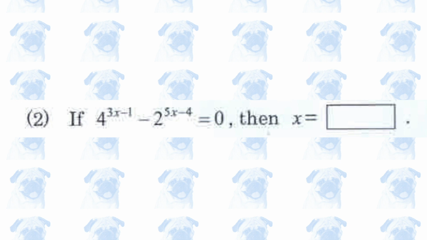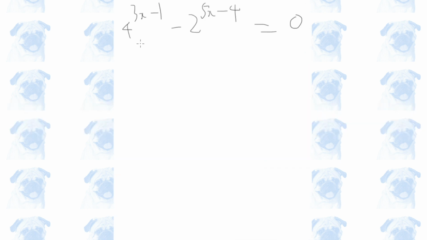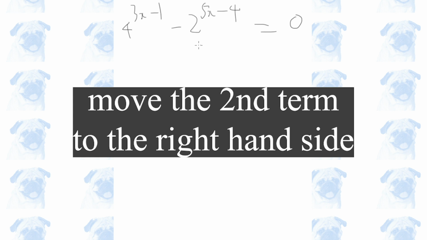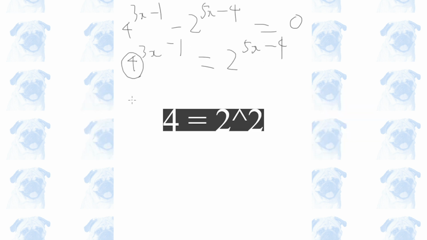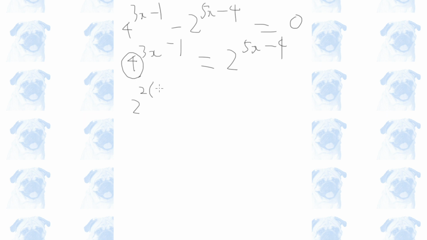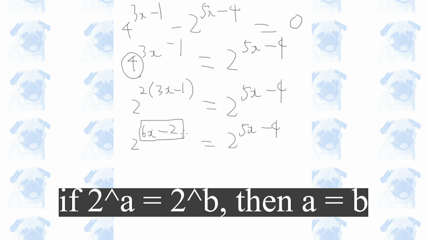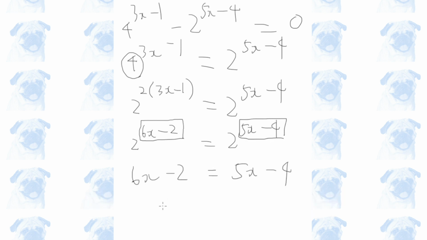Number 2. So the first thing you have to do is to move this term to the right hand side. 4 is 2 to the power of 2, so we can express it like this. And we can distribute the 2, 6x minus 2. So at this stage, we can see that 6x minus 2 has to be equal to 5x minus 4. The rest should be simple. So the answer is x equals minus 2.